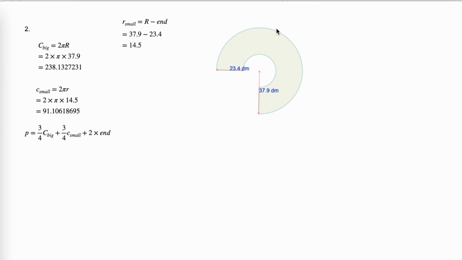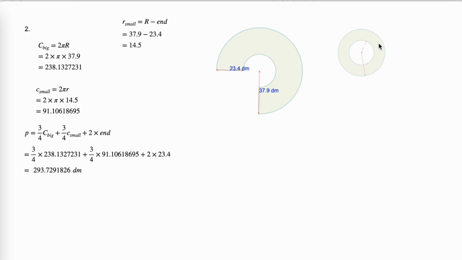We're going to do this distance, which is 3/4 of the big circumference, plus this distance, which is 3/4 of the little circumference, plus this end plus that end, 2 times the ends. That's 3/4 of the big circumference, the 238.1327231, plus 3/4 of the little circumference, plus 2 times the end, gives us 293.7291826 decimeters.